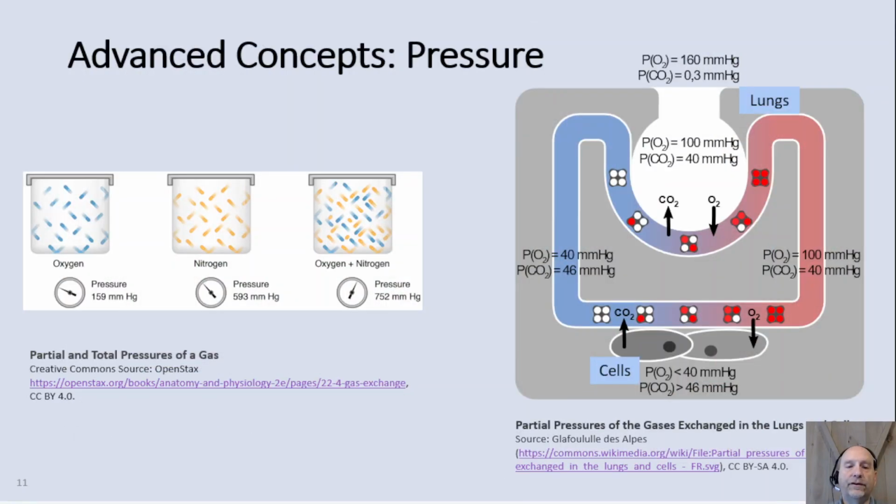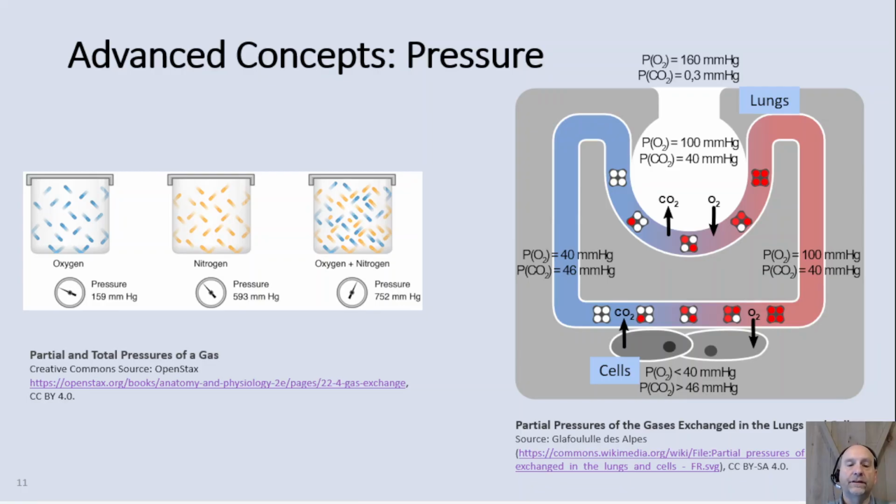Gas molecules exert force on the surfaces with which they are in contact. This force is called pressure. Gases are normally present as a mixture of different types of molecules. For example, the atmosphere consists of oxygen, nitrogen, carbon dioxide, and other gaseous molecules. And this mixture exerts a certain pressure called the atmospheric pressure, which is 760 millimeters of mercury at sea level. Partial pressure is the pressure of a single type of gas in a mixture of gas. For example, in the atmosphere, oxygen exerts a partial pressure of 159 millimeters of mercury, and nitrogen exerts another partial pressure of 593.